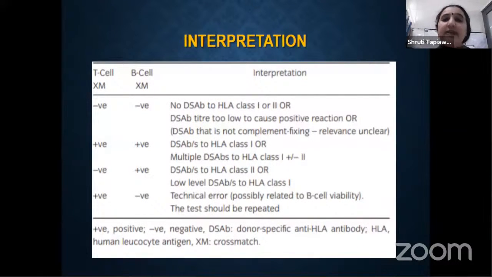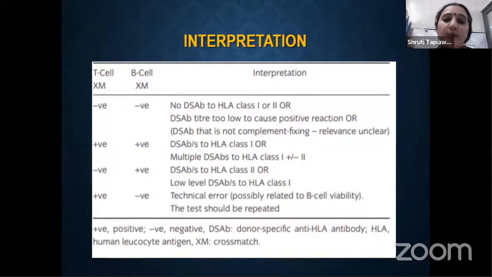Next, so this was the interpretation which I gave you. In a nutshell, you have a T cell negative, B cell negative. There are no donor specific antibodies circulating at that point of time to class 1 or class 2, or it can be that the antibody titer is too low. That is the next question which I will answer.